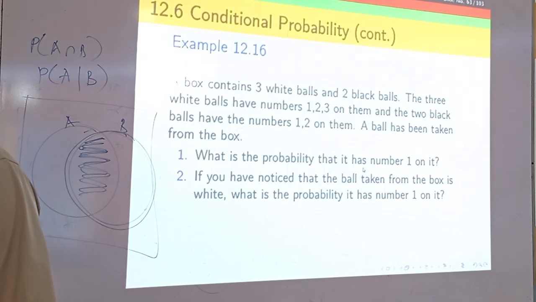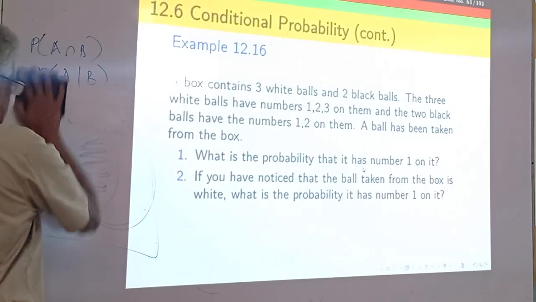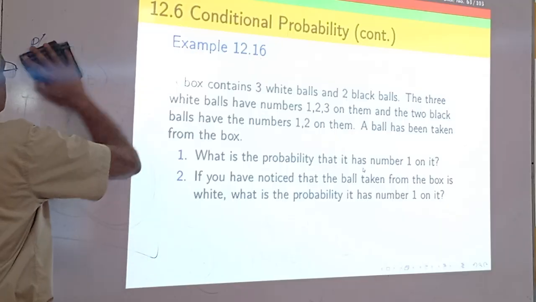Make a condition. Just to understand conditional probability further, and then I'll come to the definition after that. Look at this.